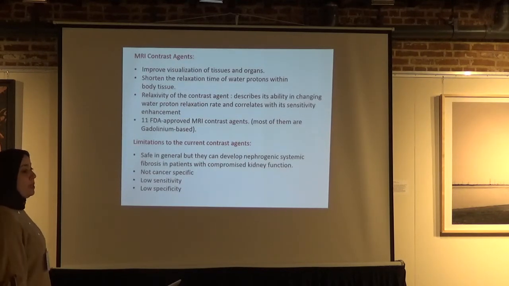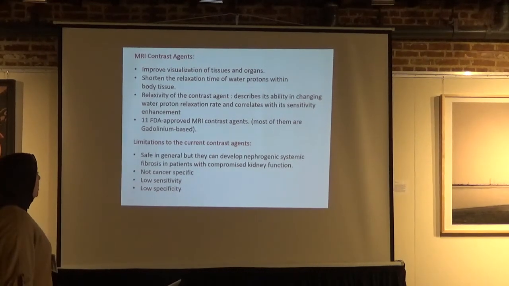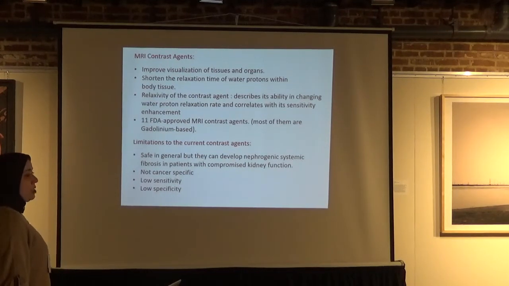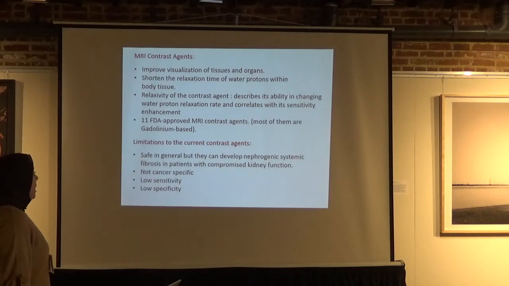So in most cases, before an MRI scan, a contrast agent is injected for improving visualization of tissue and organs, and what it does, it shortens the relaxation time of water protons within body tissue. And each MRI contrast agent has its own relaxivity, which describes its ability to change water proton relaxation time, and it correlates with its sensitivity.